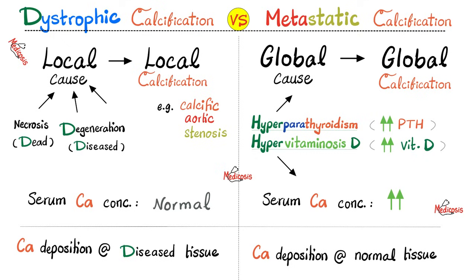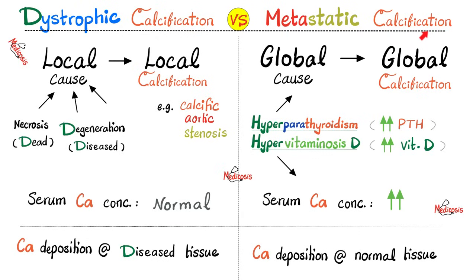In dystrophic calcification, we have a local cause. Give me examples. Could be necrosis or could be degeneration. The tissue is dead or the tissue is diseased or sick. This is dystrophic calcification. It's the D mnemonic. And therefore, the calcium will be deposited in a diseased tissue, not in a healthy tissue. The calcification is local in dystrophic calcification, such as a calcified aortic valve, which can lead to aortic stenosis. To learn more about valvular heart diseases, see my cardiology playlist.